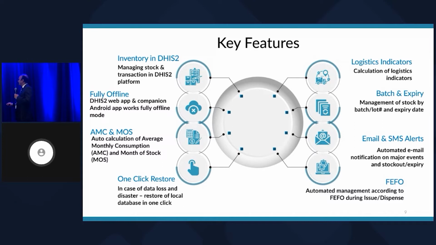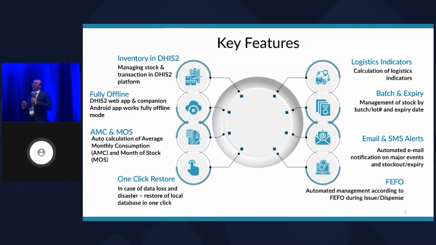There are some other indicators calculated, such as batch and expiry, and the alerts. There are periodic alerts. For example, at the end of the month, an email will be sent to the managers listing the facilities having stock out and nearly stock out, with the products which are dangerously low.